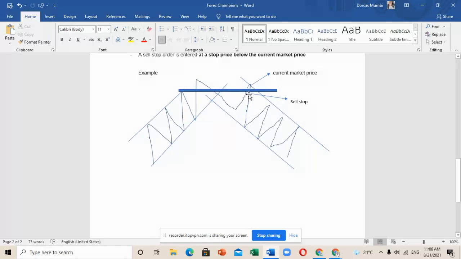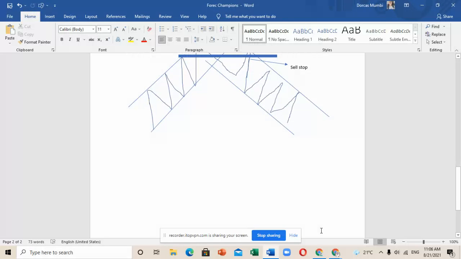So it is not a must for you to wait until the market reaches this position for you to get in, but you can just put in a sell stop order. This means that a sell stop order will ensure that when the market moves from this position and makes a breakout to the downside to this position, automatically you are going to get into the market with a sell trade.